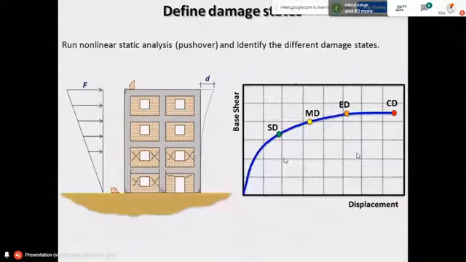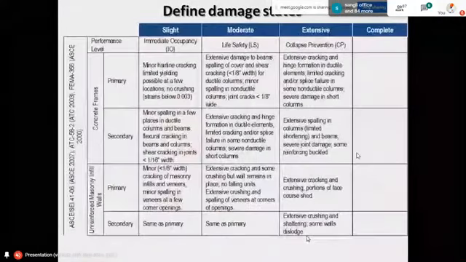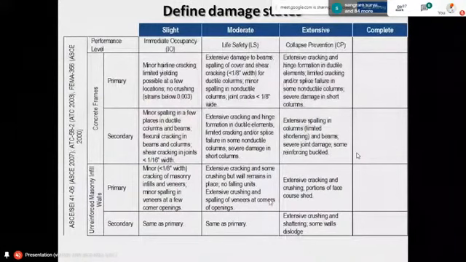then define the damage states. What is the use of that capacity curve? On this capacity curve, define these particular stages: slight damage, moderate damage, extensive damage, and complete damage. Now how to define these? Again, the codes have given a lot of information.